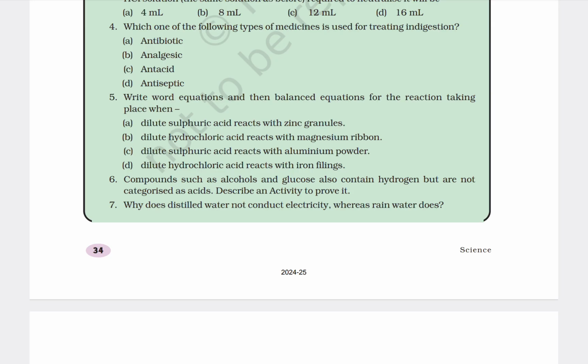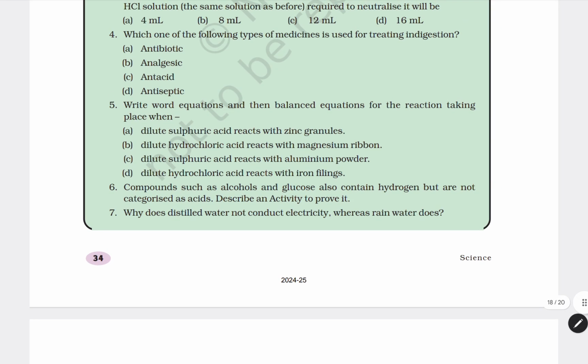So what activity can we take? Test alcohol or glucose with the blue litmus. Then you can find no color change if you take blue litmus. If you take acid HCl with blue litmus, it will turn red. But alcohol and glucose do not show any color change. So that activity you can show.